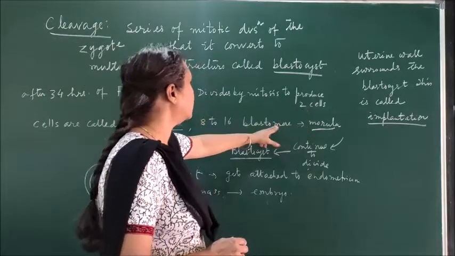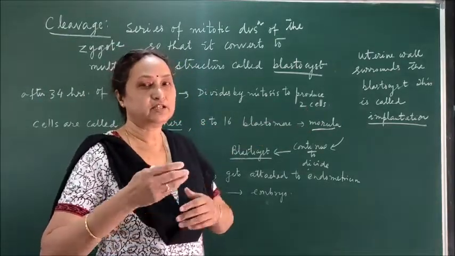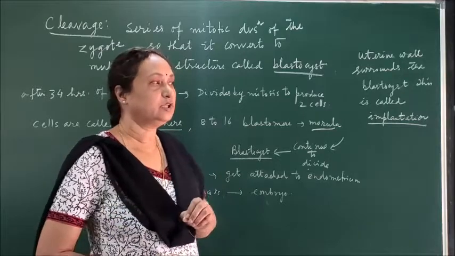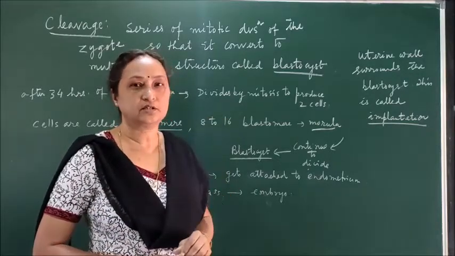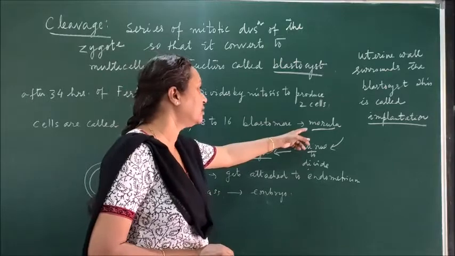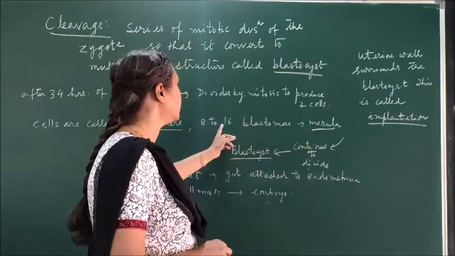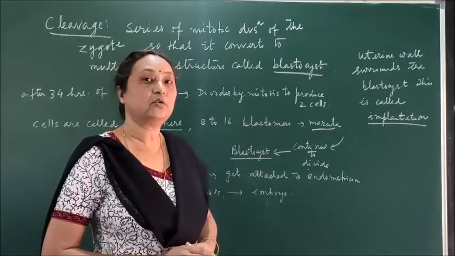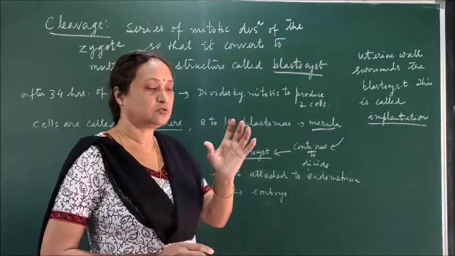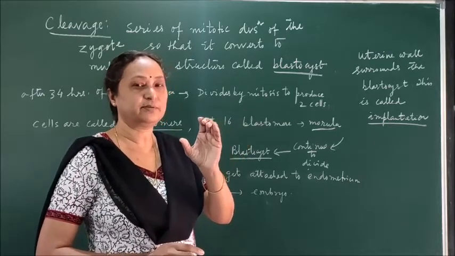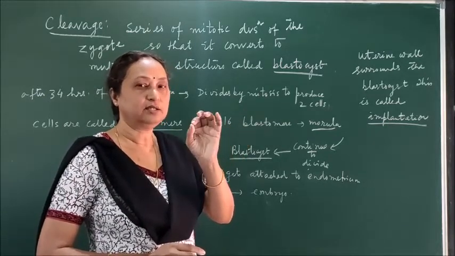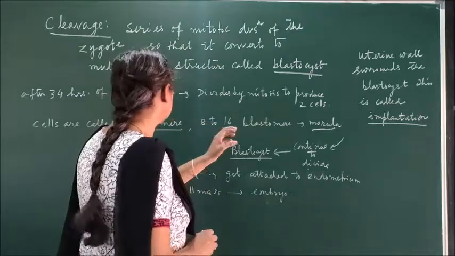Then these two cells divide further by the next mitotic division, and ultimately one small spherical structure is produced, which is called the morula. The morula has 8 to 16 cells. These cells are called blastomeres. What is the morula? The morula is the structure which has 8 to 16 cells, and each cell is called a blastomere.